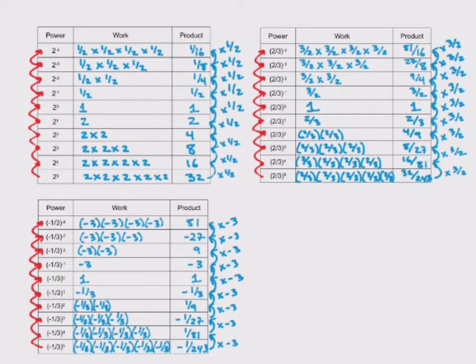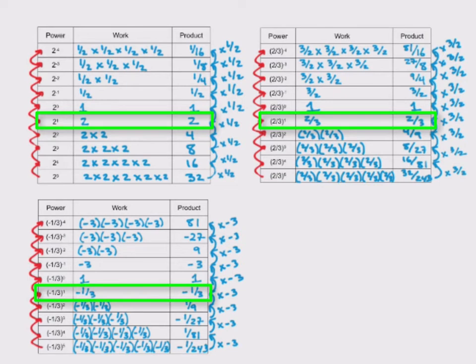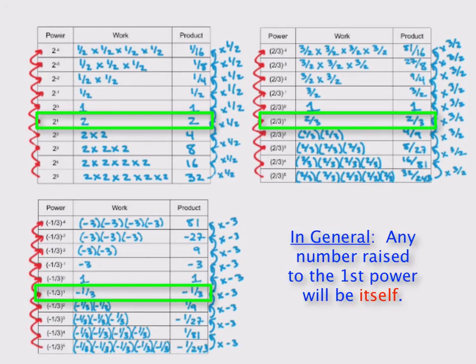All right, so now that we're equipped with these three tables, let's see if we can generalize. Now note, we only did these for 3 specific numbers, but the patterns we find here are going to be true no matter what the base is. So let's talk about raising a number to the first power. Well, we found that 2 to the first power was 2, 2/3 to the first power was 2/3, and negative 1/3 to the first power was negative 1/3. And in general, any number raised to the first power is just itself.